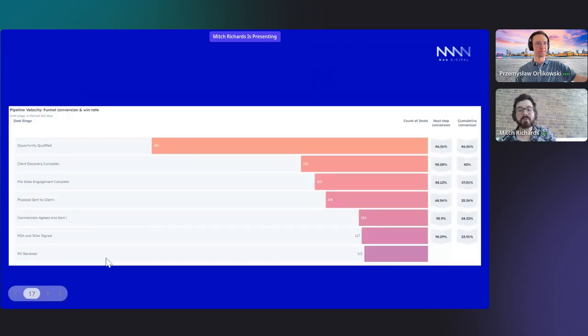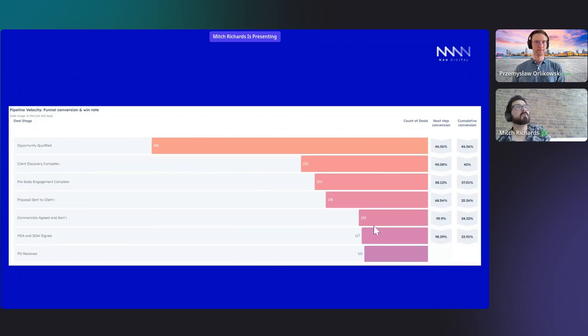Win rate is your other really important metric, and this is where you understand where the bottlenecks are in your sales process. This number here, your cumulative conversion, is your overall win rate. These next step conversions are how good you are at getting from one stage to the next. You're typically always going to see bottlenecks at the top, because those are lower qualified opportunities, and lots of those are going to be closed out.